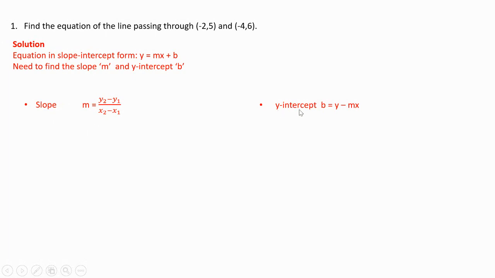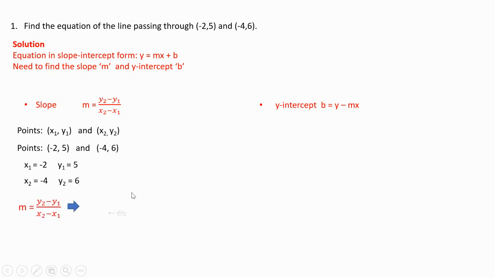Okay, and the y-intercept is my b. b = y - mx. That's what we solve for b. So I need to find m, and I need to solve for b. With the points that are given, (-2, 5) and (-4, 6), I'm going to call (-2, 5) my first point. So here my x1 is -2, my y1 is 5, my x2 is -4, and my y2 is positive 6. So let's plug it into the formula.